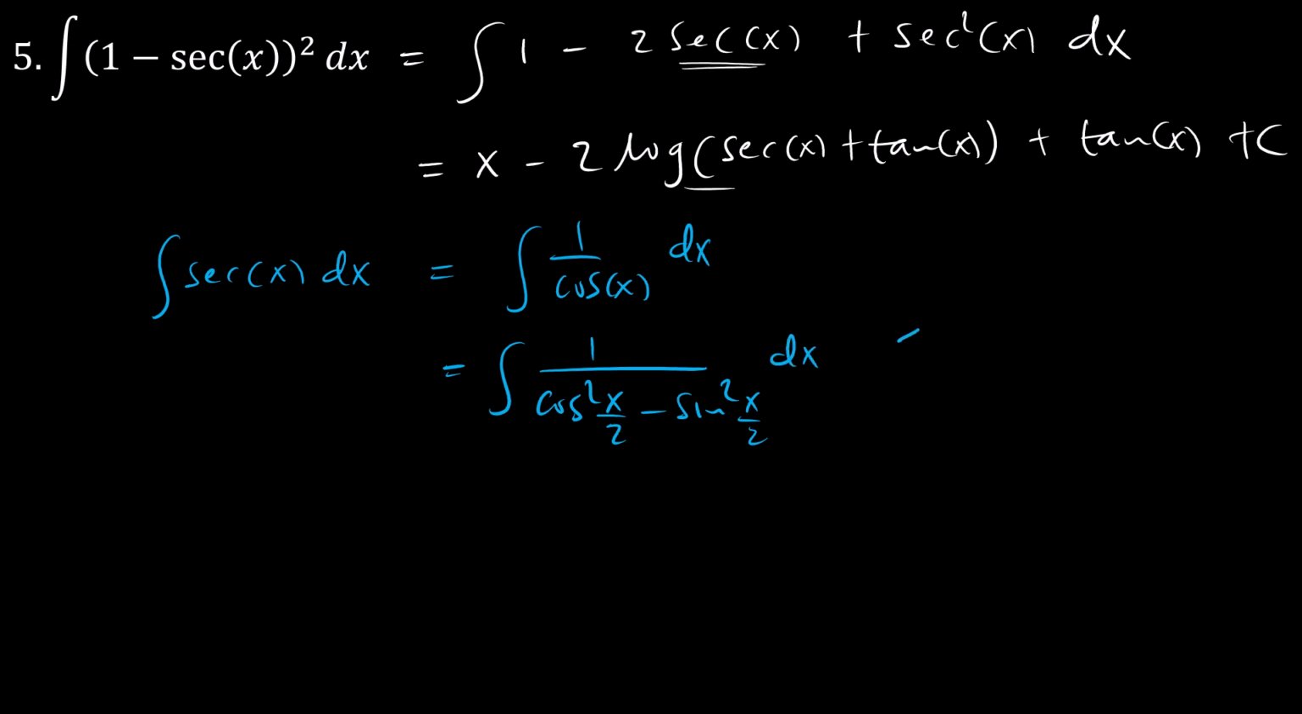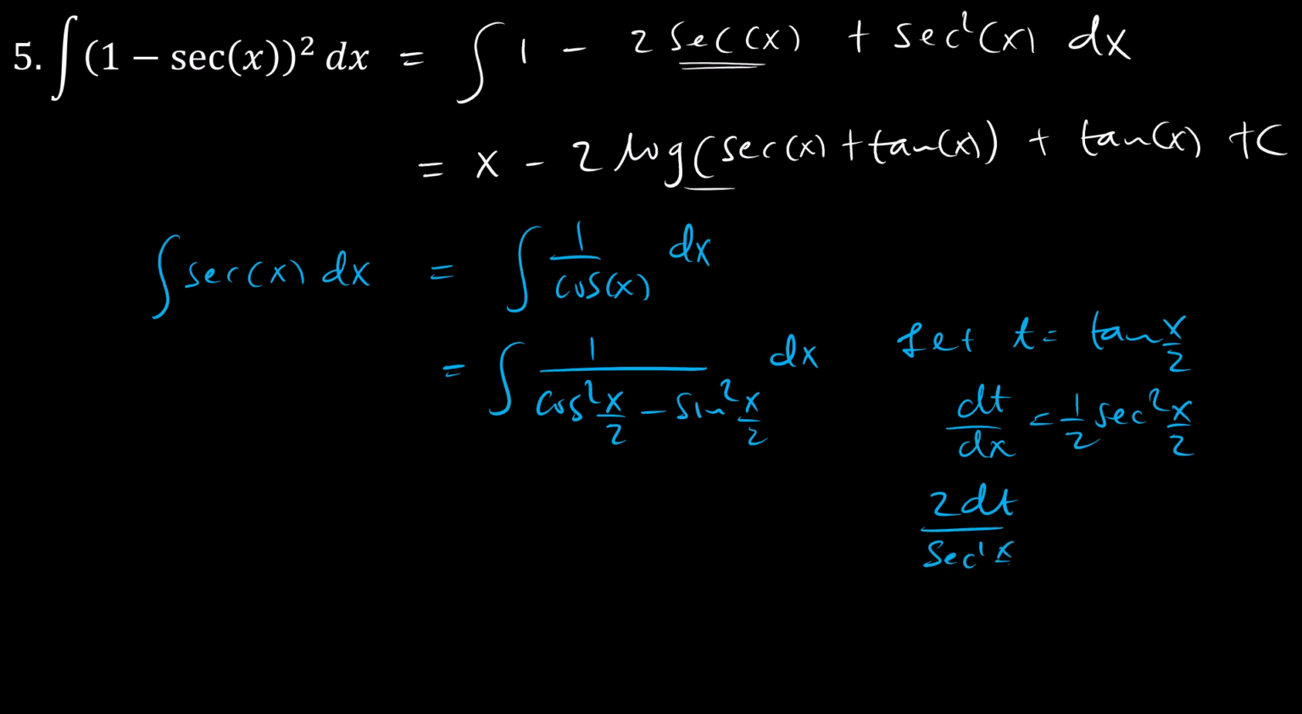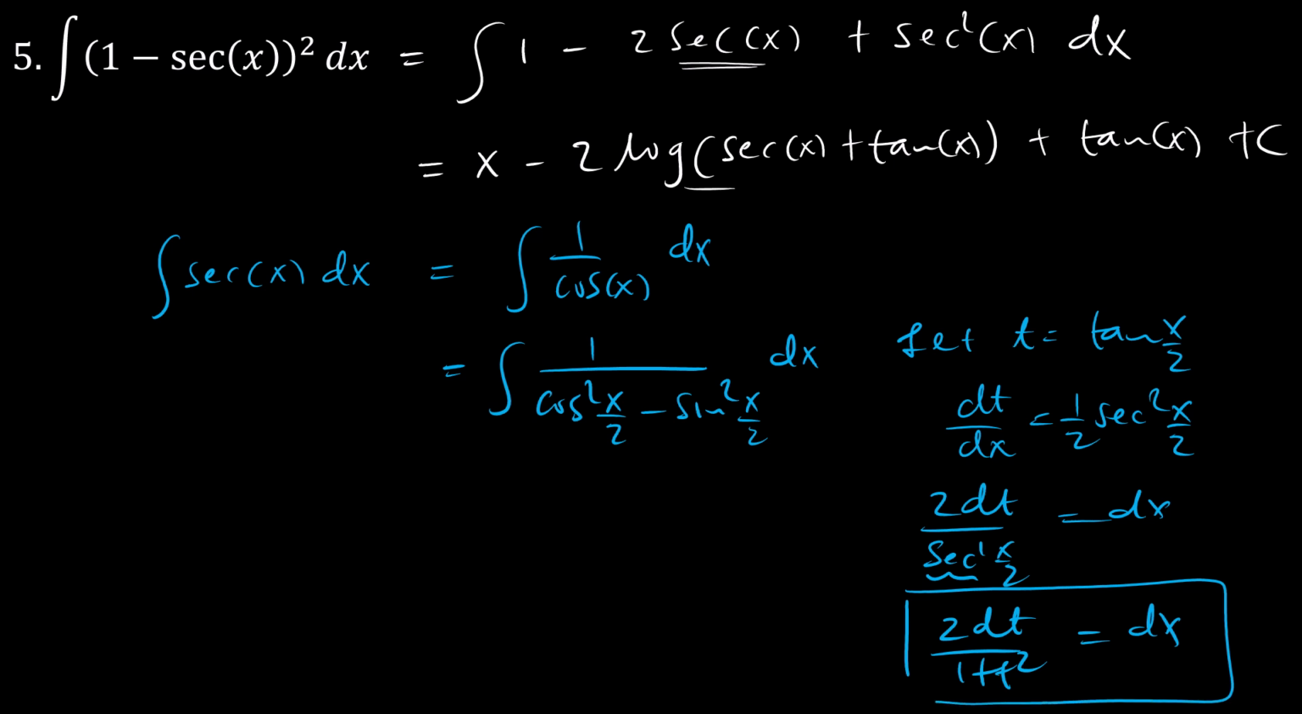We could say let t be equal to tangent of x over 2 such that dt dx is equal to a half sec squared x over 2, and that means that we have 2 dt over sec squared of x over 2 equals dx. This is the same as tan squared x over 2 plus 1, which is the same as 1 plus t squared. So this is important for us.